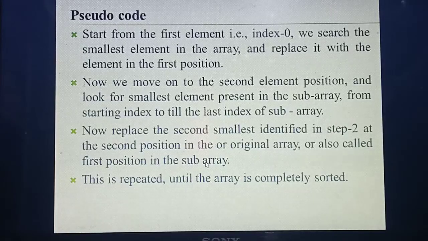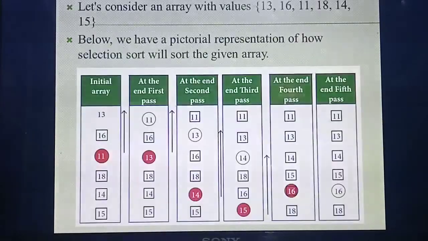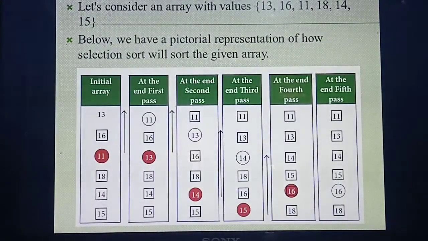So this step will repeat until you get the sorted array. Understood the pseudocode? Okay, so see the example, then only you will understand. Here also they have given some values: 13, 16, 11, 18, 14, 15.